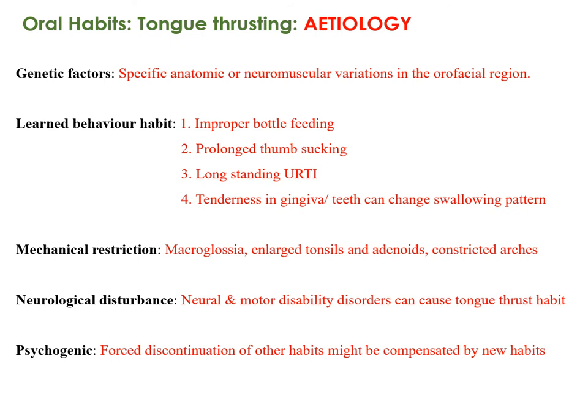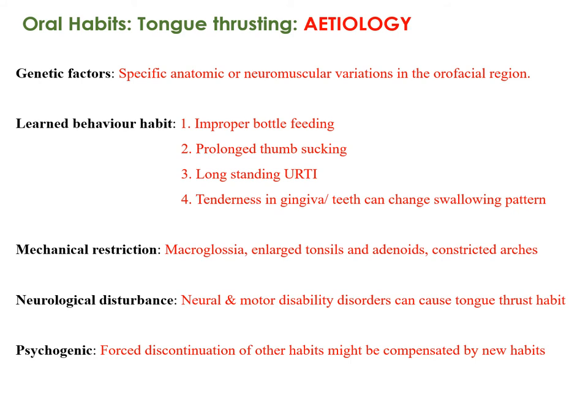Coming to the etiology of tongue thrusting, there are genetic factors, learned behavior habit, mechanical restriction, neurological disturbance, and psychogenic factors. Genetic factors are specific anatomic or neuromuscular variations in the orofacial region, which might lead to this particular habit developing. Or it can be a learned pattern, that is, an improper bottle feeding technique was used, or the infant was sucking their thumb for a prolonged period of time, any long-standing upper respiratory tract infection, or any tenderness in the gingiva or the teeth which caused a change in the swallowing pattern can also lead to the development of tongue thrusting.